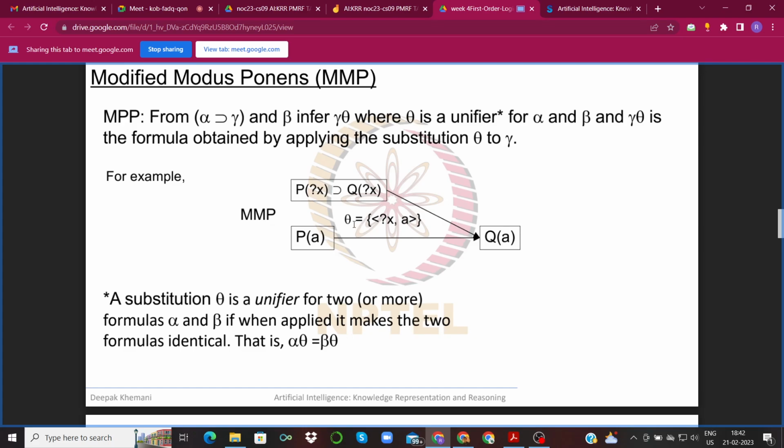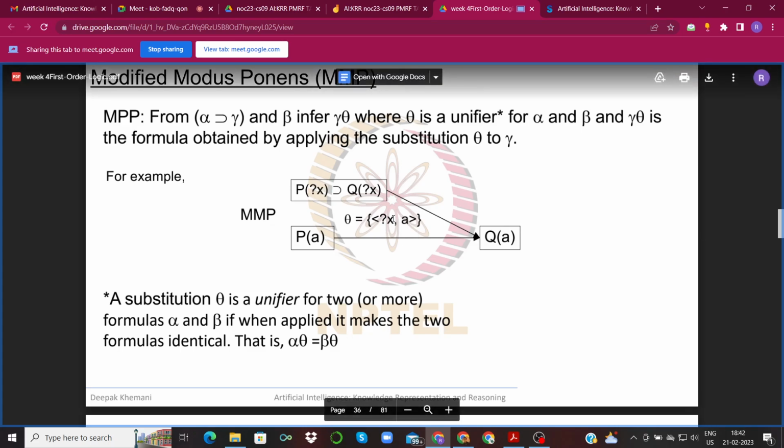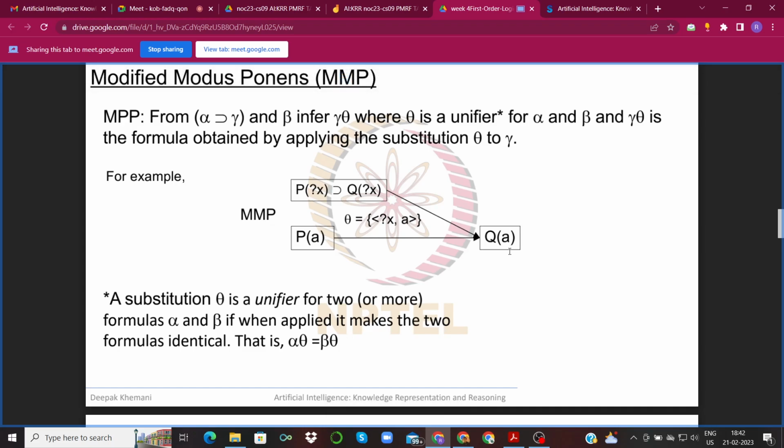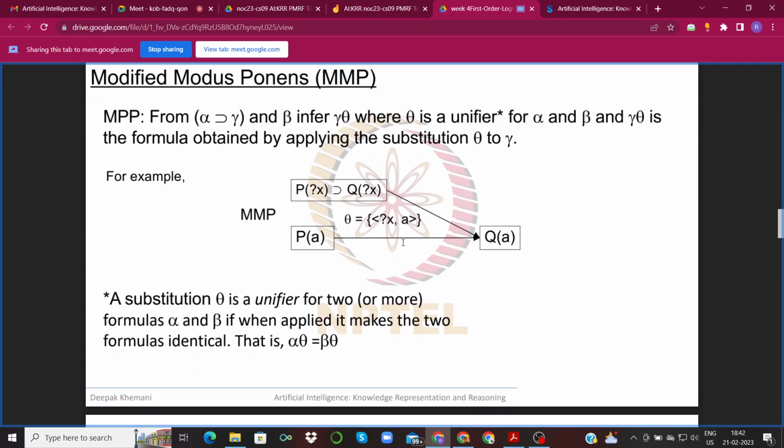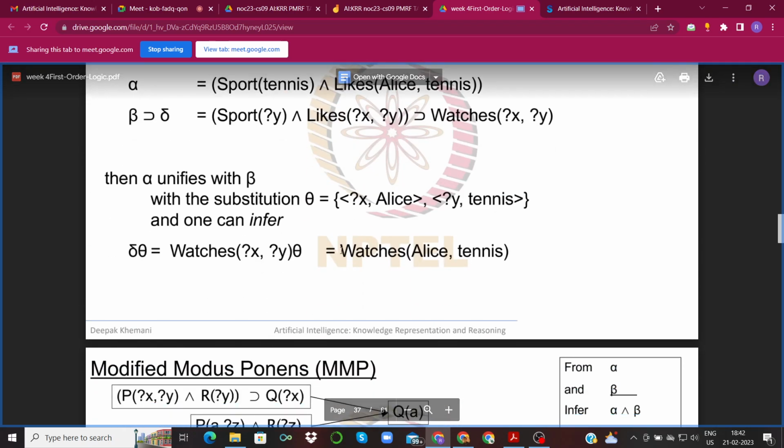You could do a substitution where theta equals to substitute. This is basically a substitution. You're substituting variable x with a, and now you are deducing q of a, okay, which is basically a combination of modus ponens and universal instantiation. Yeah, universal instantiation.